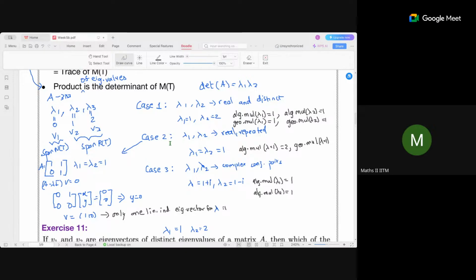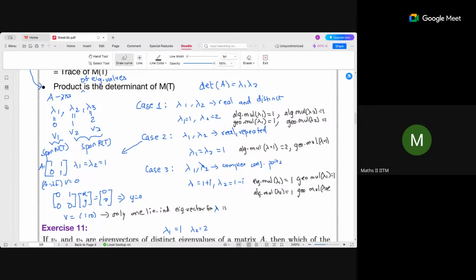Okay, so in the previous cases we see that the geometric multiplicity and algebraic multiplicity are equal, but in this case the algebraic multiplicity is not equal to the geometric multiplicity, which has a significant impact on the matrix. Similarly in the complex case, since they are distinct, the geometric multiplicity of lambda 1 is 1, and the geometric multiplicity of lambda 2 is 1.